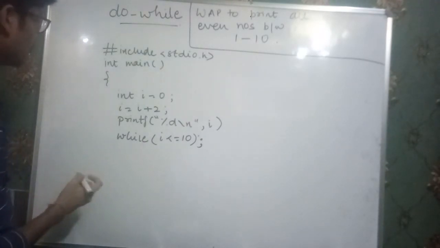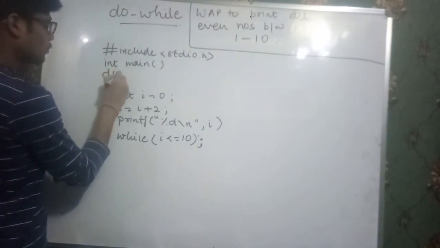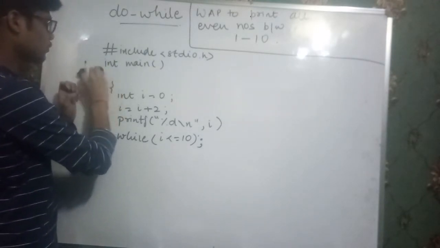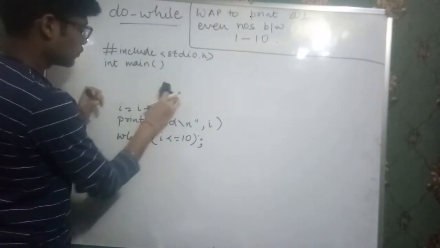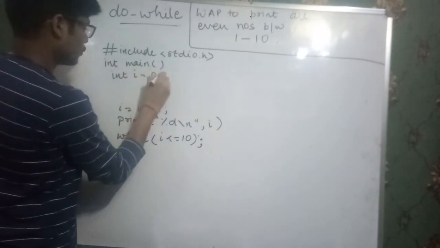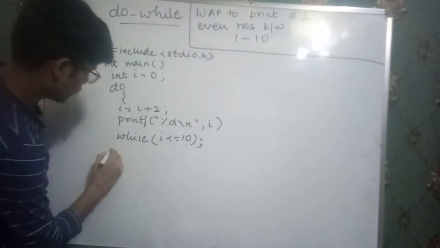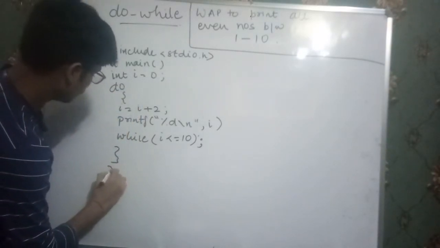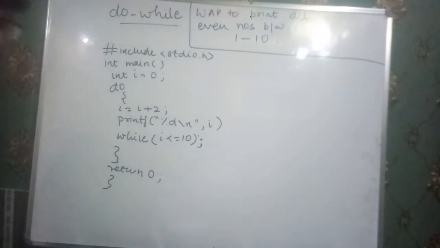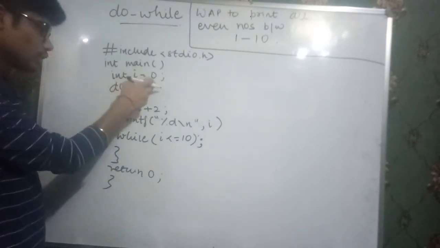Now after that, oh, one second, sorry, do. Or you may do it like this: int i is equal to 0, then do, and then this. Then after that you have to close this and return 0.